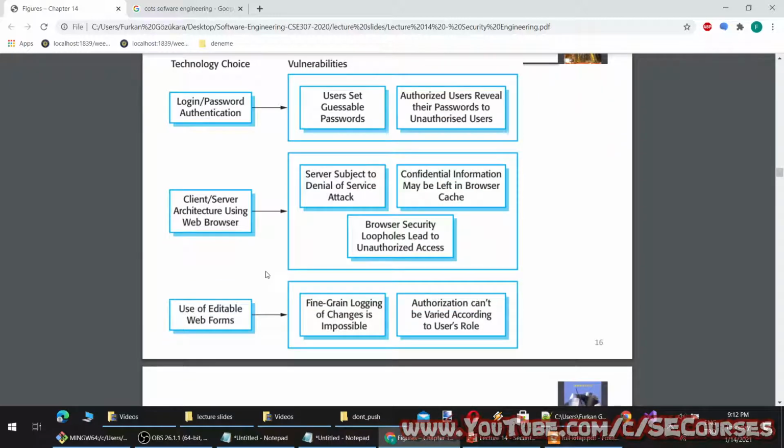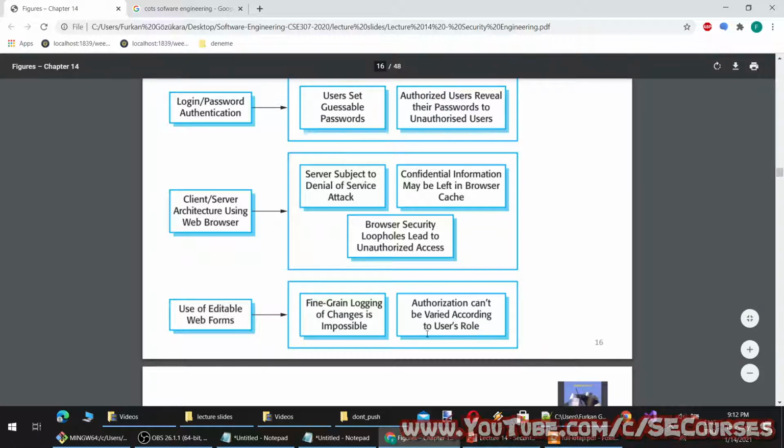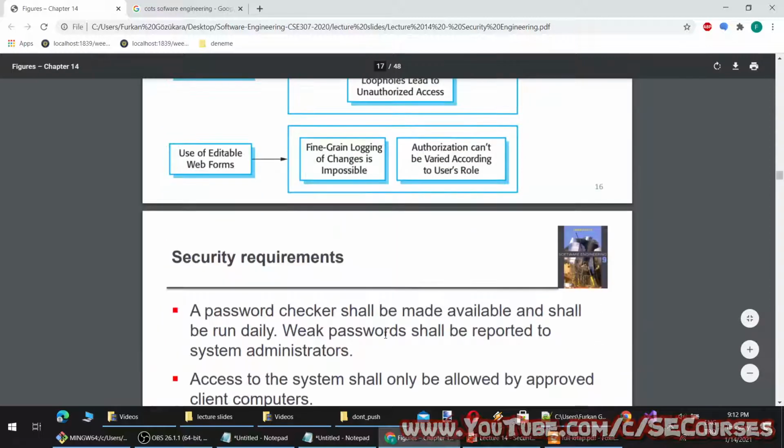And use of editable web forms. We could have used another way to modify the system. Fine-grained logging of changes is impossible. Authorization can't be varied according to the user's role. Okay.